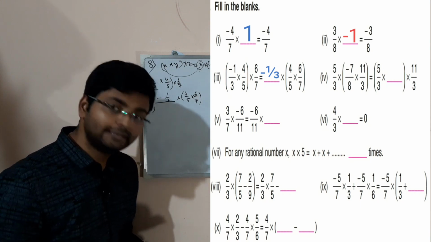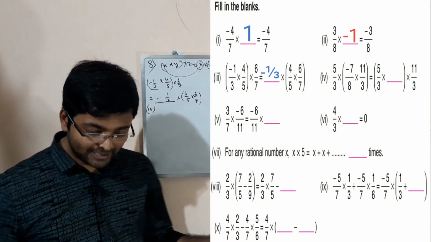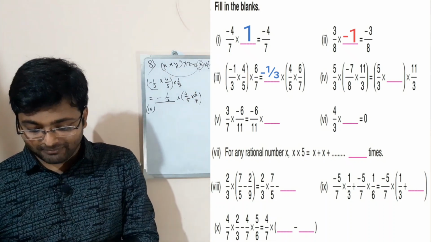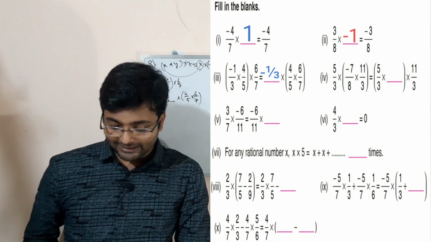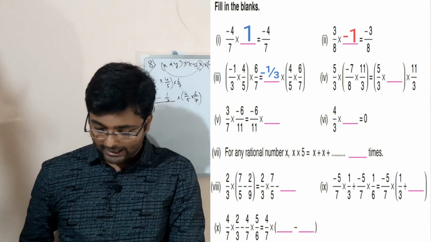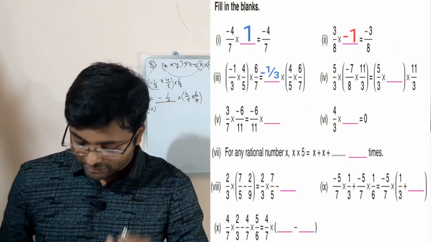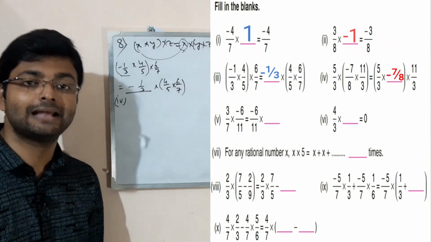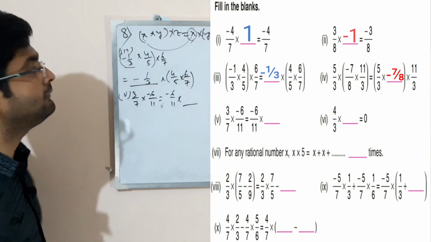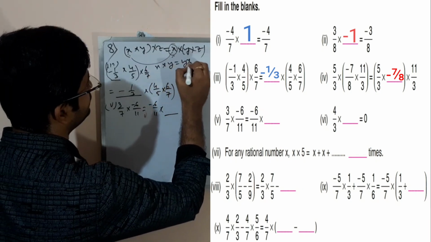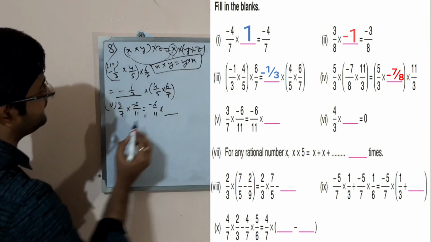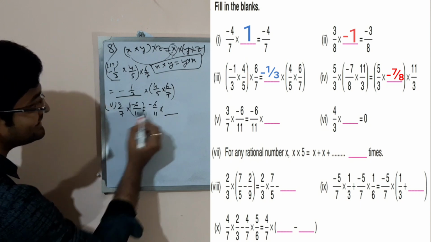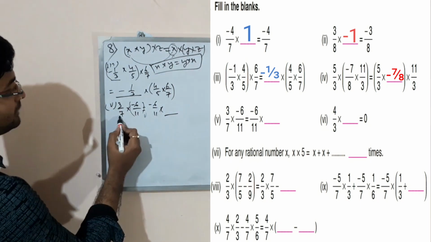Again, the same way: 5 by 3 is the value of x, minus 7 by 8 is y, and 11 by 3 is z. Here 5 by 3 is given, but the second number is not there, that is minus 7 by 8. So minus 7 by 8 is the answer. Next is also very easy, the commutative law, x into y equals y into x. Interchange their places. So 3 by 7 into minus 6 by 11, here minus 6 by 11 is written first, so this number should be there.